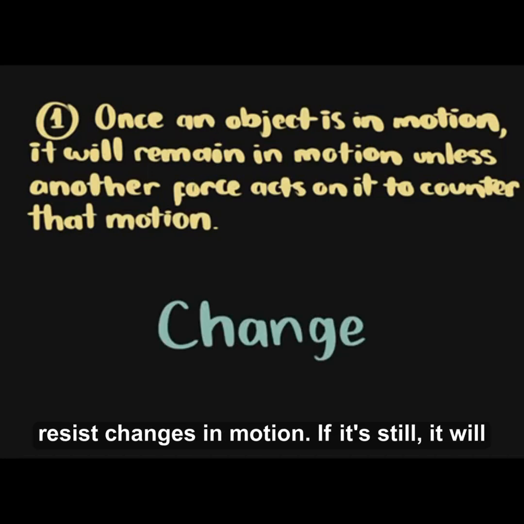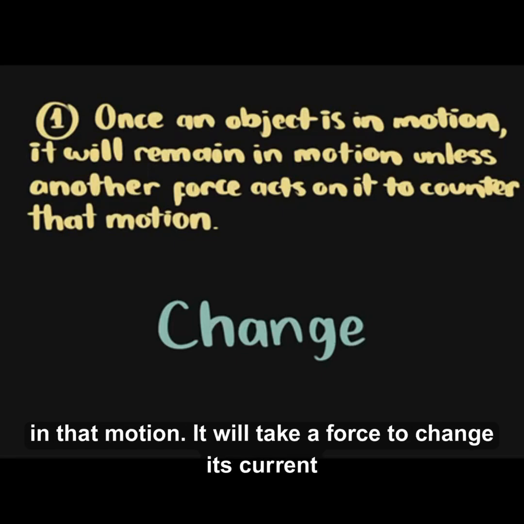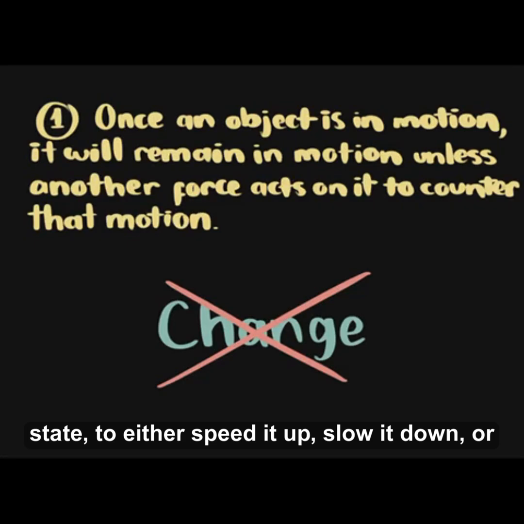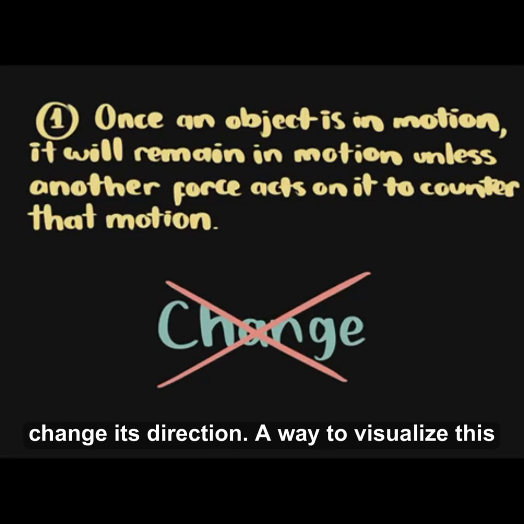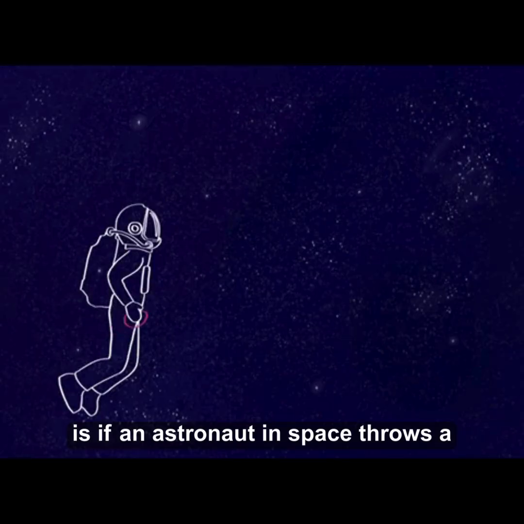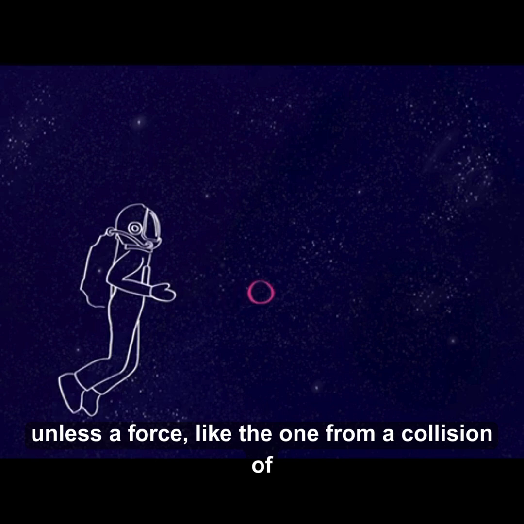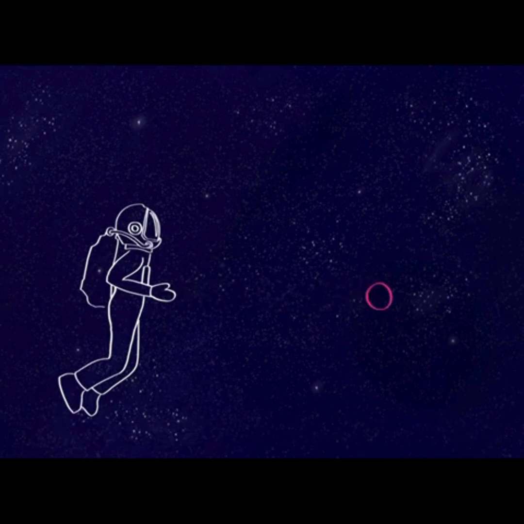Basically, objects resist changes in motion. If it's still, it will remain still. If it's in motion, it will perpetually stay in that motion. It will take a force to change its current state, to either speed it up, slow it down, or change its direction. A way to visualize this is if an astronaut in space throws a tool. The tool will stay in motion forever unless a force, like the one from a collision of a satellite, acts on it.